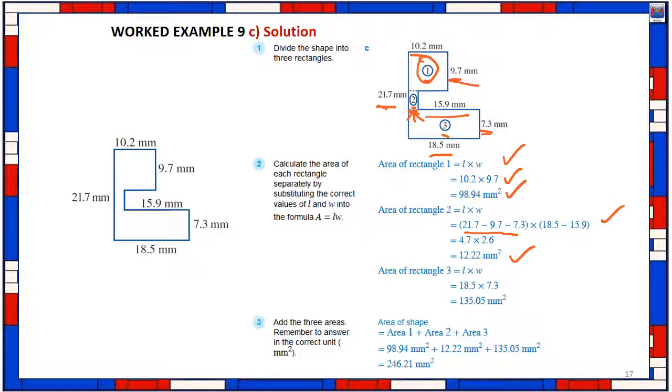Same with rectangle 3. Rectangle 3 is a bit easier, 18.5 by 7.3, which is what we've got there, and we multiply it. And then all we've got to do is put all those numbers together. That one, rectangle 2, and rectangle 3, which has happened down here, and my total area, 246. It's just the same process. We're just breaking it up into smaller rectangles, and there's more of them.